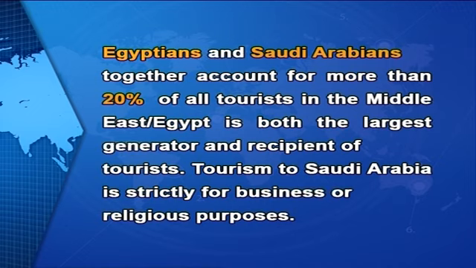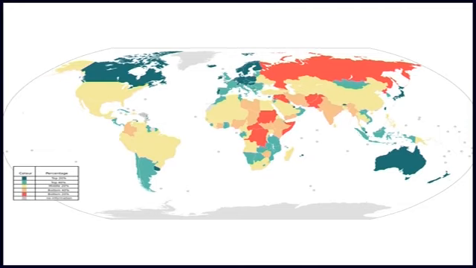Egypt is both the largest generator and recipient of tourists. Tourism to Saudi Arabia is strictly for business or religious purposes. While the region has great cultural wealth, attacks in the mid-90s on tourists visiting Egypt rekindled travel concerns. The growth in South Asia is a product of strong increases to India, and a sustained growth of long-haul leisure travel from Europe, the Middle East and Asia.